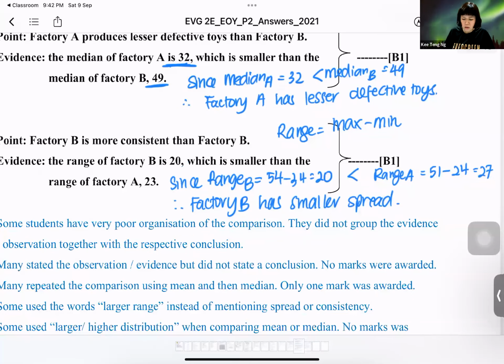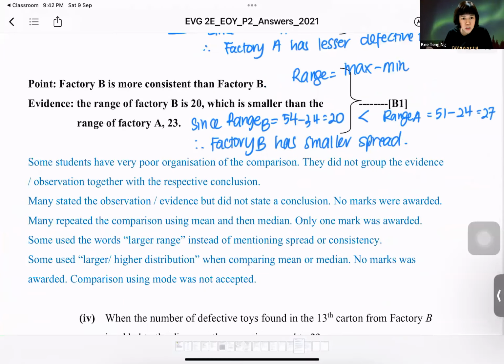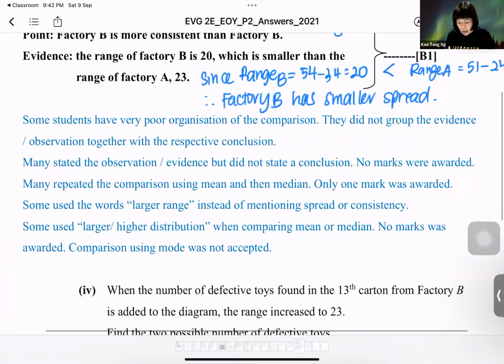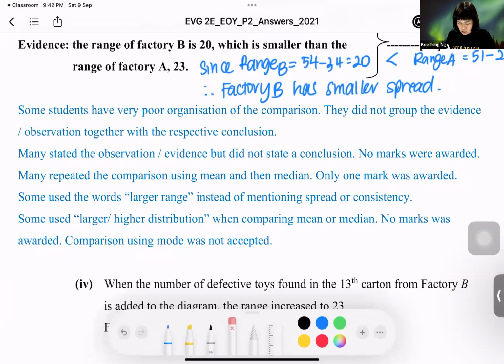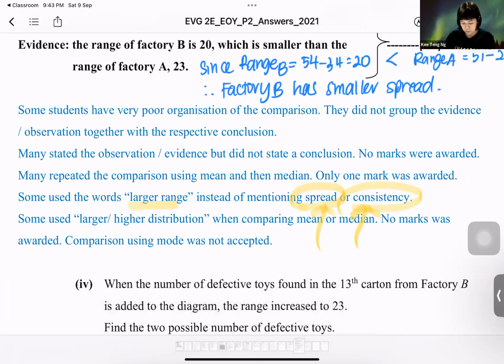Some of the common mistakes mentioned by the teacher is that students use the words larger range instead of mentioning the word spread or consistency. So the correct keyword to use, you need to mention the word spread or consistency. In this case, if your answer does not hit the keyword, it may not give you the marks.